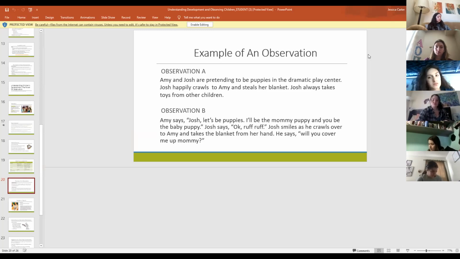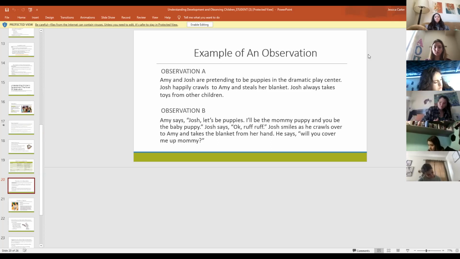What else stands out to you about the difference between these two? In observation A, it says at the end, Josh always takes toys from other children, and there's no proof or records of him always taking toys from other children. There has to be times when he didn't. Sure. A general rule of thumb in working with people and in life in general is that the terms always and never are so exclusive and black and white that they're almost never true. Because most people don't always do one thing or another or never do one thing or another. That's a blanket sort of judgment, right?